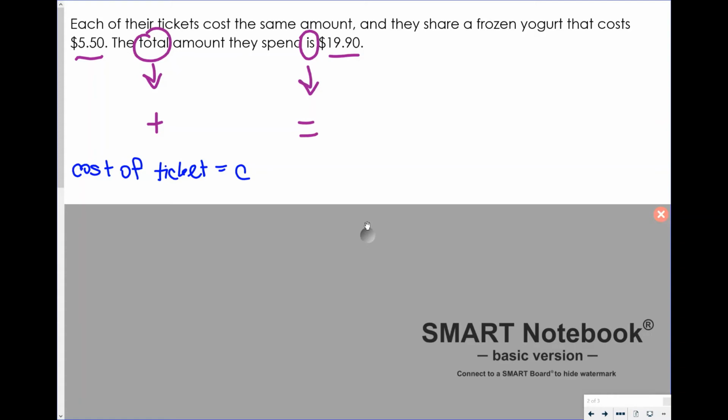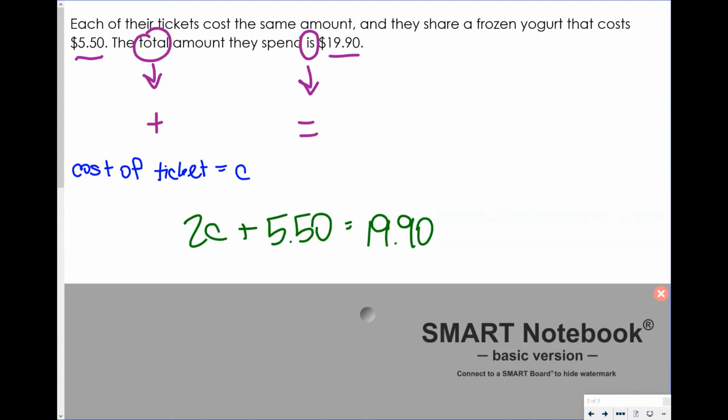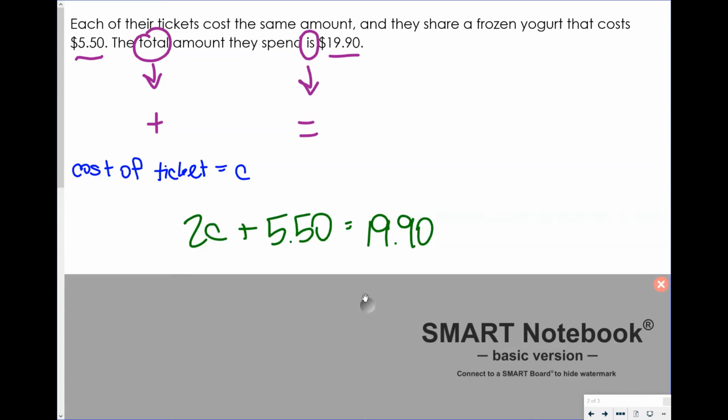So if we break this down here, here's our equation, ladies and gentlemen. 2C plus 5.50 equals 19.90. Now, some of you guys are wondering, where did I get the 2 from?